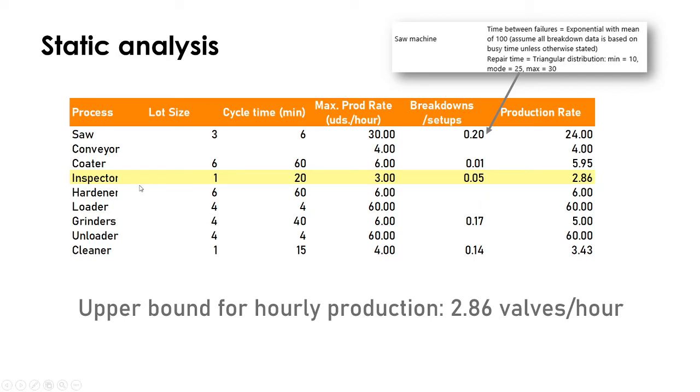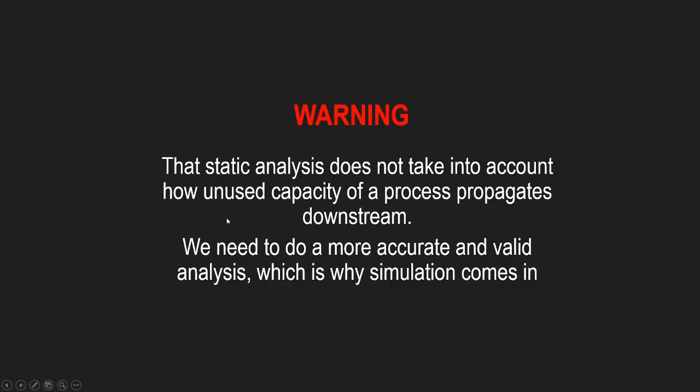This is the static analysis, and we could make decisions based on this and decide to improve the inspector. But this is a very poor analysis because it does not take into account how unused capacity of a process propagates downstream, or whether we can make the best use of what happens upstream of the bottleneck. So we need to do a more accurate and valid analysis, and that is why we use simulation instead of that very simple analysis I just showed.